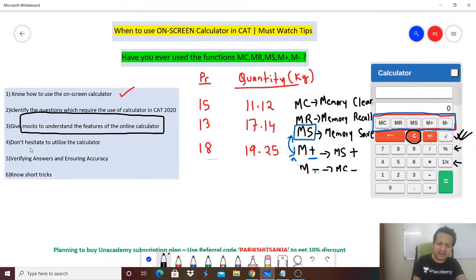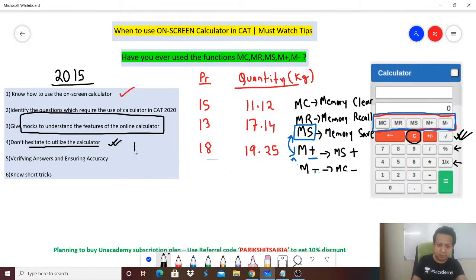Next, don't hesitate to utilize the calculator whenever required. It's not your mobile. I understand it's not the scientific calculator. This calculator was introduced in 2015 and IIMs found that students are actually using it. Hence, they have retained this functionality. And if students are using it, you also should use it whenever you feel that it is going to save your time.